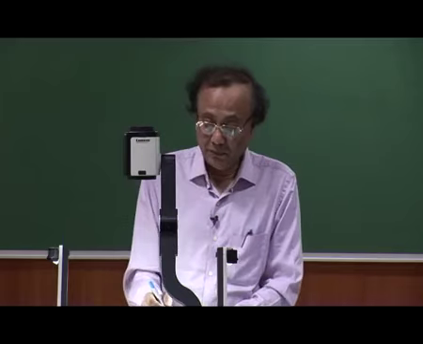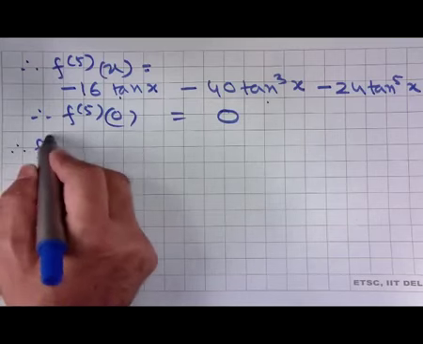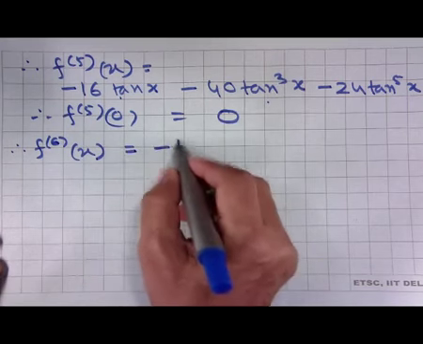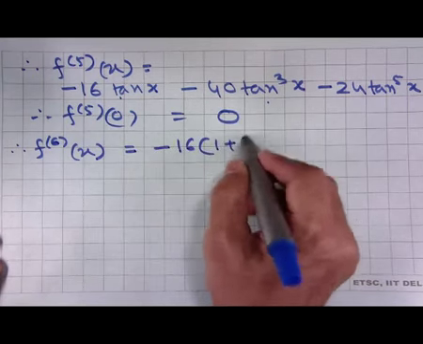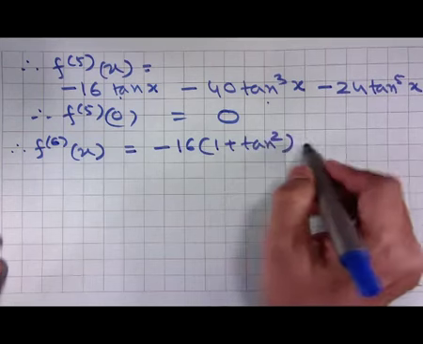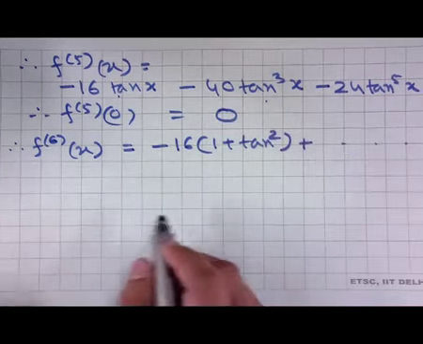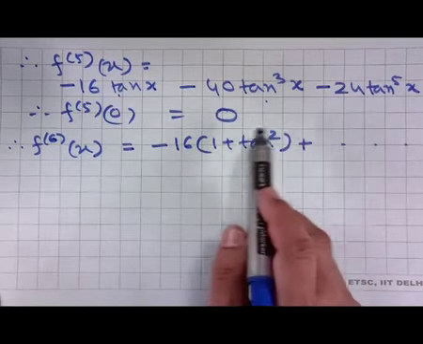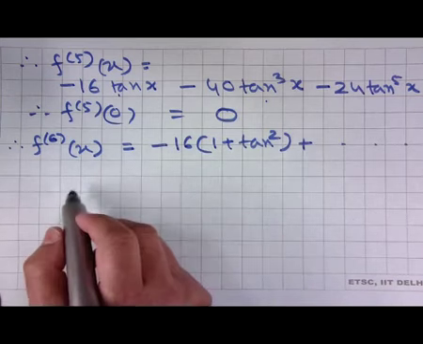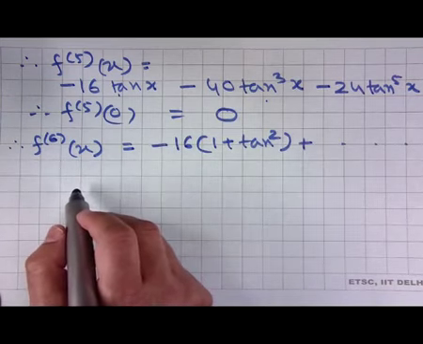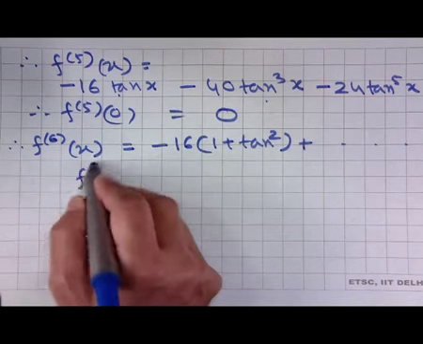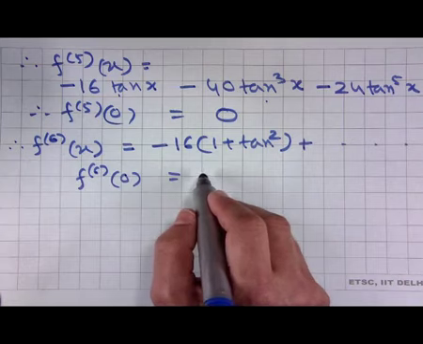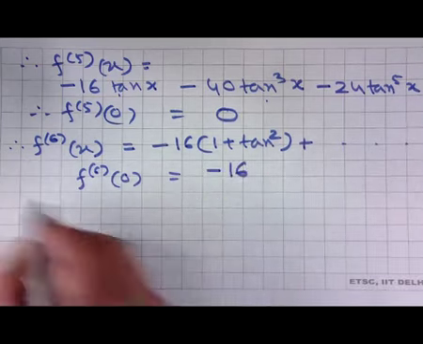Let me go one more step. So, what is going to be f6 of x? This is going to be minus 16 into (1 plus tan square x) plus other terms, which by now we know that all of them will become 0 when we put x is equal to 0. Therefore, f6 at 0 is going to be minus 16.